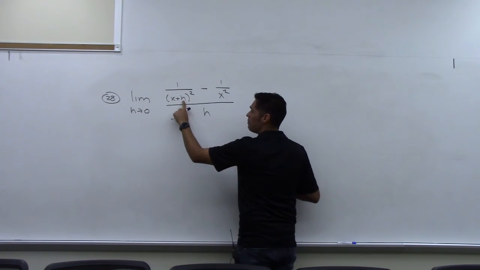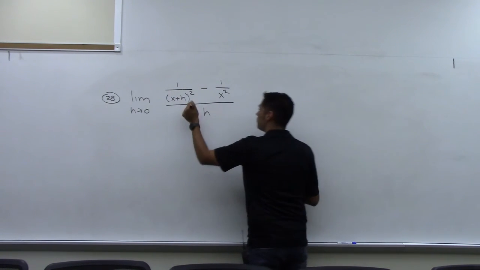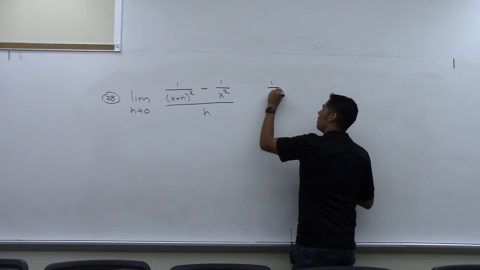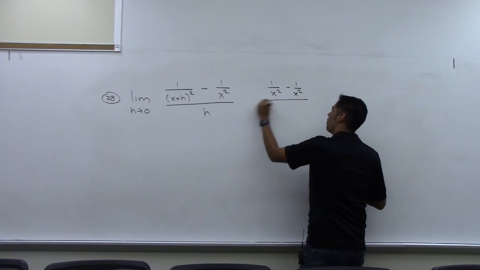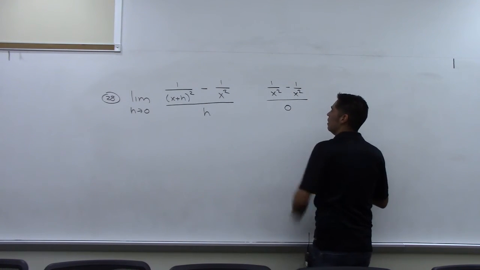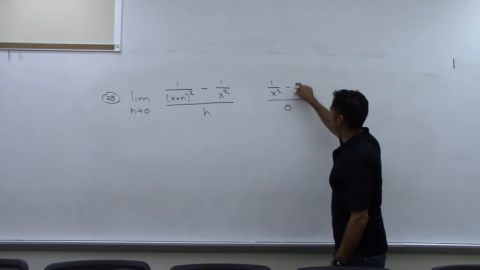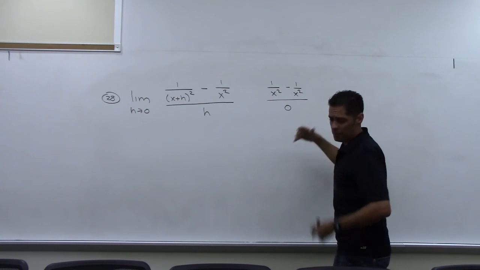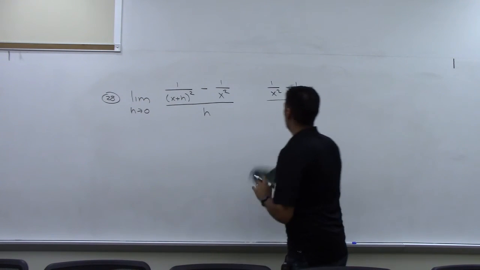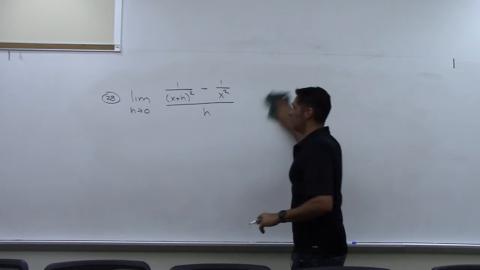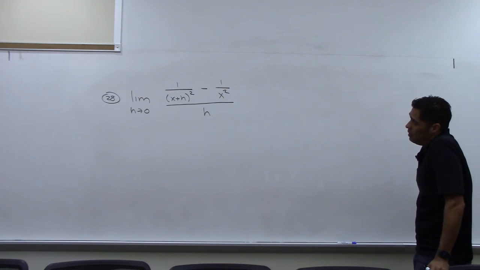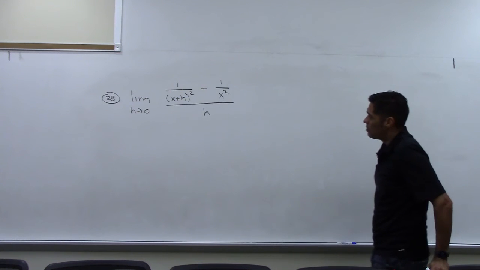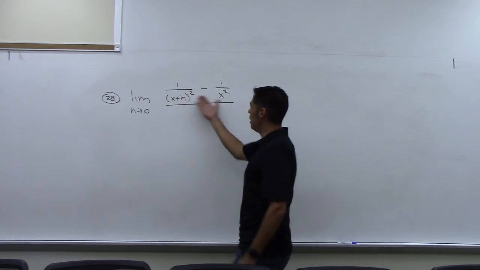If that's 0, this is just x squared, right? So we get 1 over x squared, take away 1 over x squared, over, this is going to go to 0. So 1 over x squared minus 1 over x squared, that's 0. You get 0 over 0. This is bad. All right, so we've got to work with this. Well, we have a complex fraction, right? We have fractions within fractions. Let's get a common denominator.